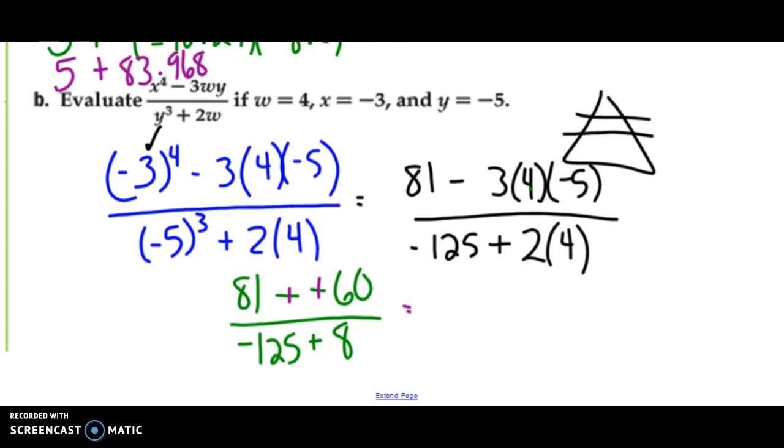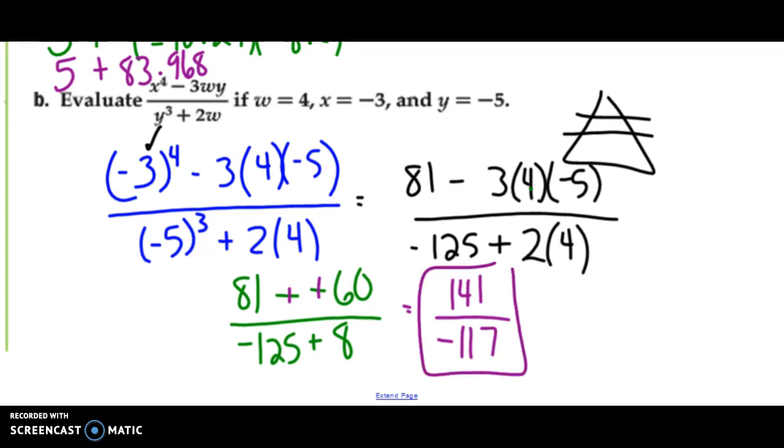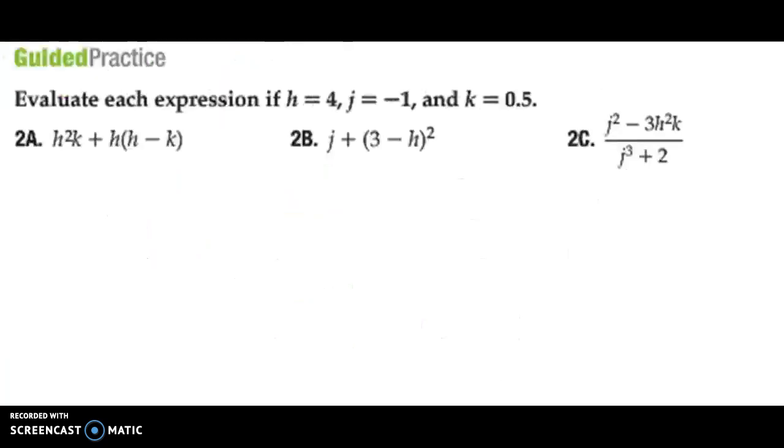Okay, so 81 plus 60 is 141 all over negative 125 plus 8 is negative 117. And I can leave it just like that because there will probably be no common denominator. Okay, so there's my answer for letter B. Here's a couple guided practice problems. Feel free to try those now.